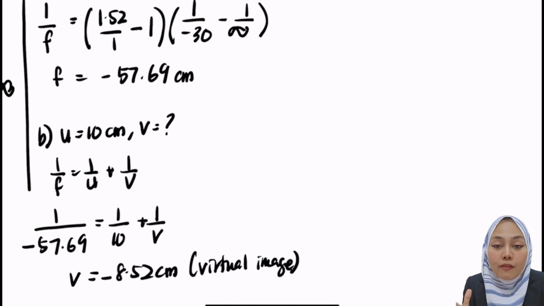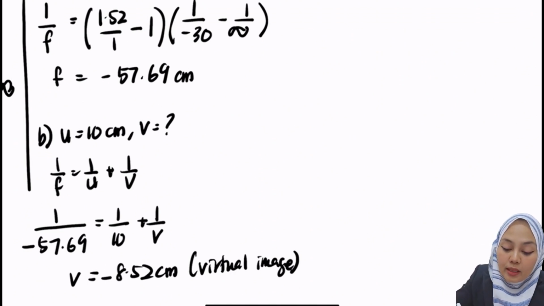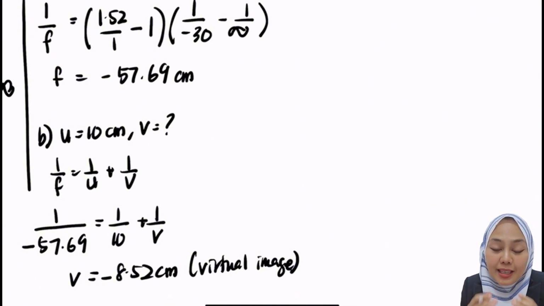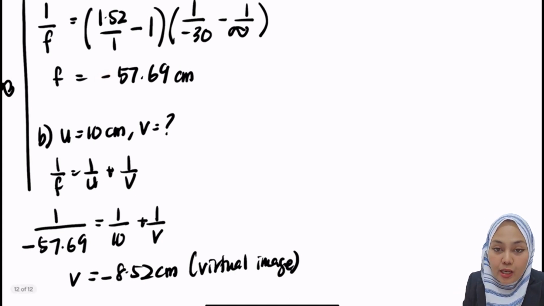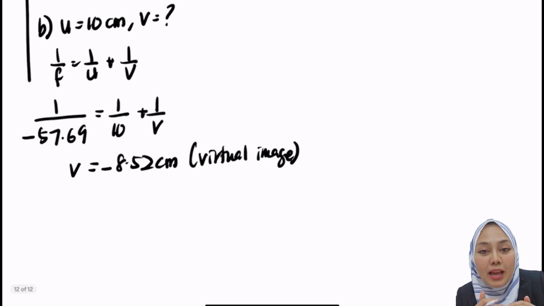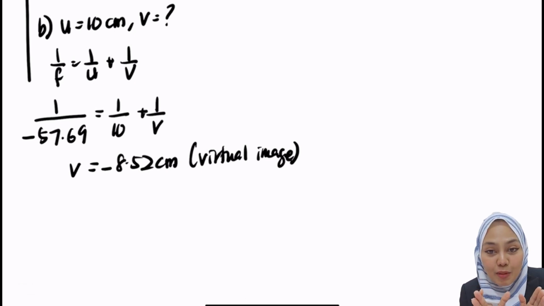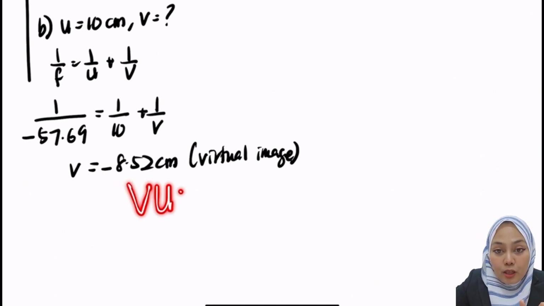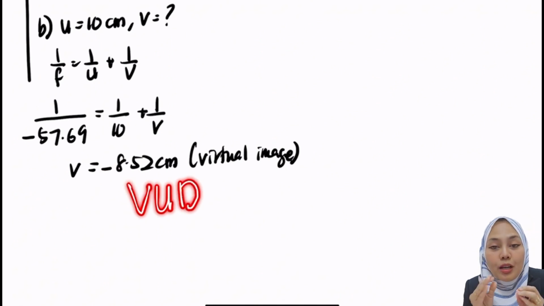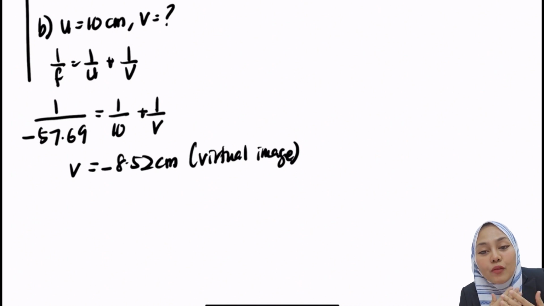So if you have finished your calculation, you will see that for f we get a negative sign. It means that this is legitimately a concave lens, because only a concave lens can give us a negative focal length. And if you look at the bottom one, where we have to determine the image distance, you can see it is also negative, which indicates to us that this is VU, and obviously it's D, diminished. So again, for a concave lens, you will always get VUD where the focal length is negative.